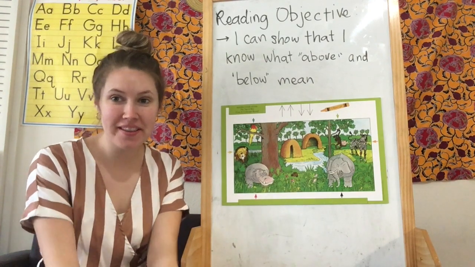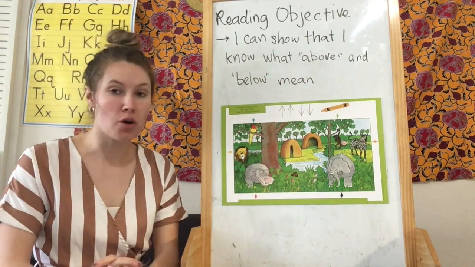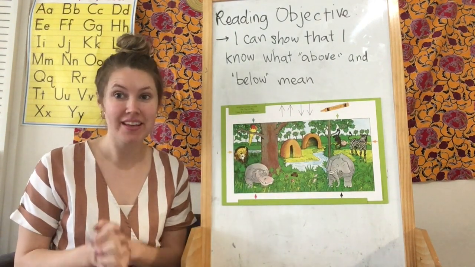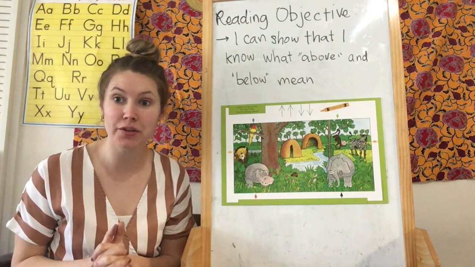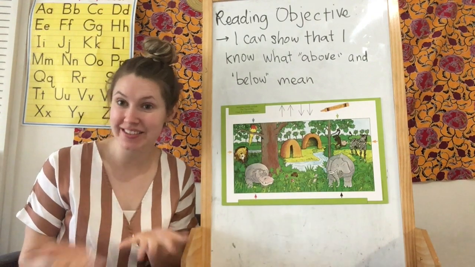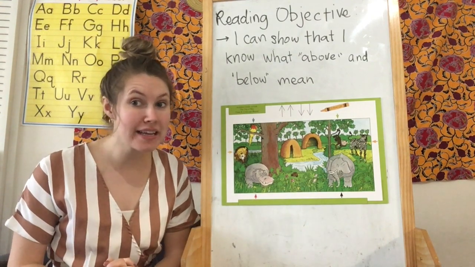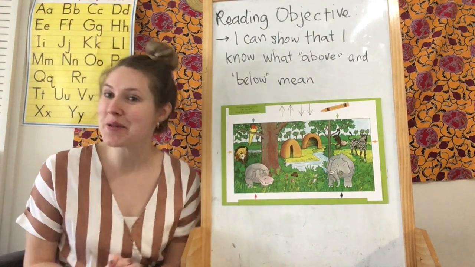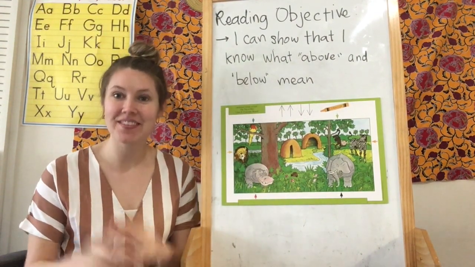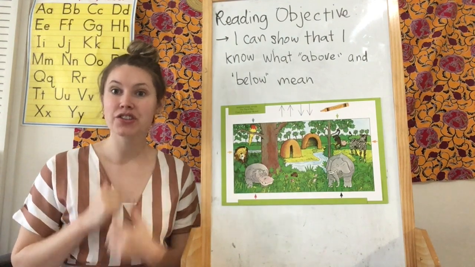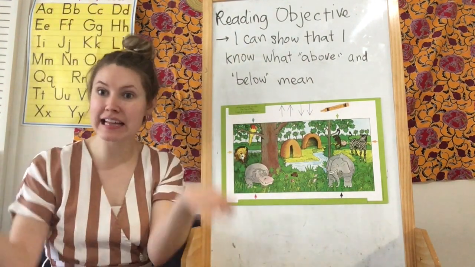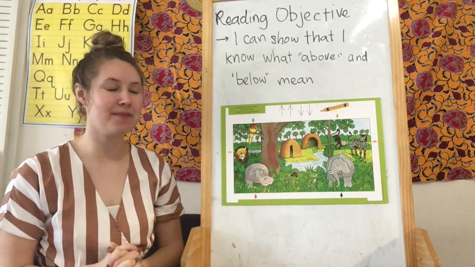We're going to get started with some reading today. As you know, we have started a new story called Tug of War. So we're going to be talking about some of our unit concepts for this story. Let's begin with our objective. Objective is what we are going to learn. I can show that I know what above and below mean.